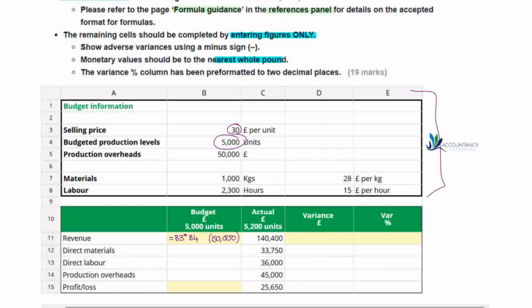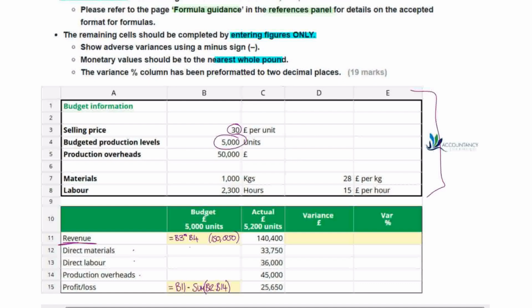For the profit or loss at the bottom, now we haven't got all the numbers in here at the moment, but the formula that you need to put into this cell will be taking the revenue, which is in B11, and then you're going to want to take off all of these costs here. So you're then going to want to take off the sum of B12 to B14. So at the end you'll have a figure there once you've put in the other costs.